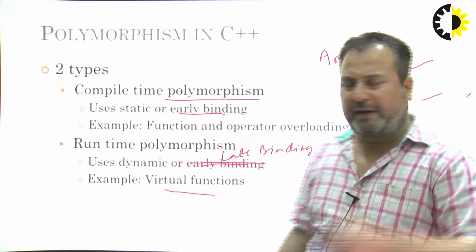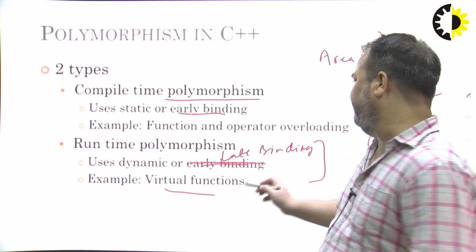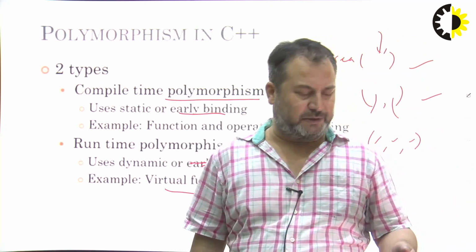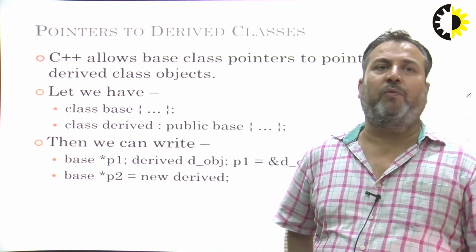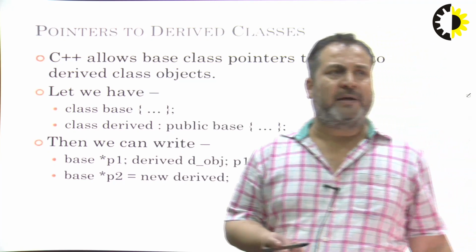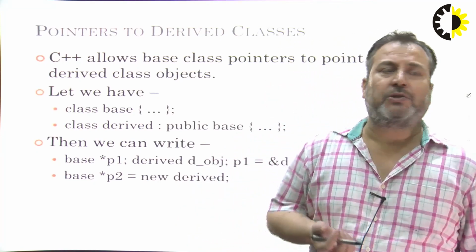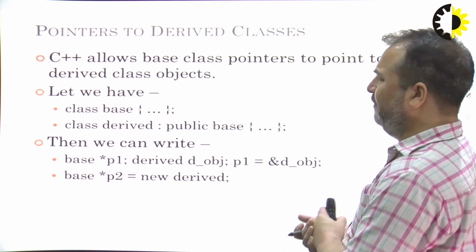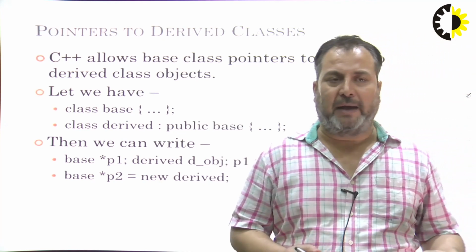Here we will mainly focus on runtime polymorphism, and particularly we will talk about the virtual function. So what is a virtual function? Before knowing the virtual function, we have to know about pointers to a class, and how we can make a pointer to an object. C++ allows a base class pointer to point to a derived class object. We could have a base class, and we could have a derived class.